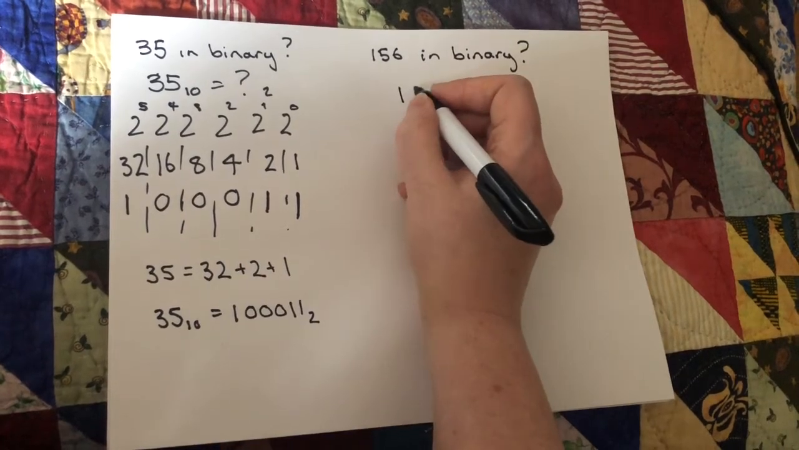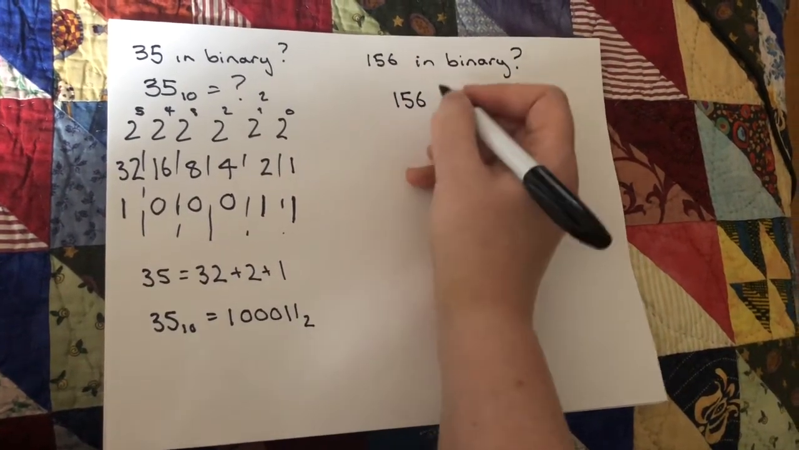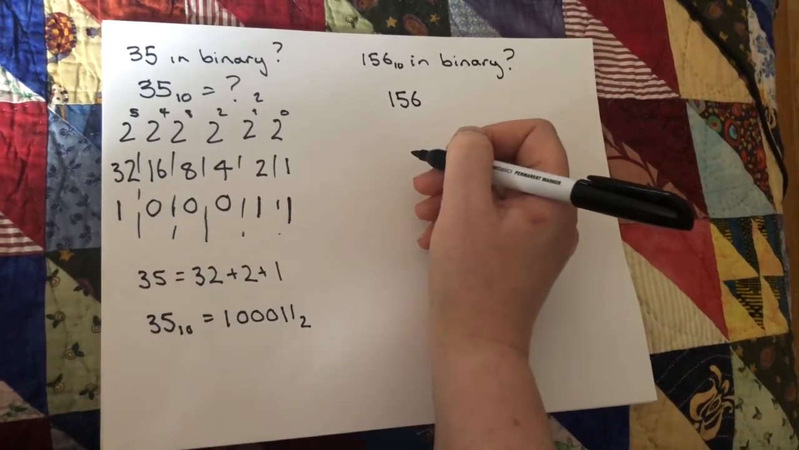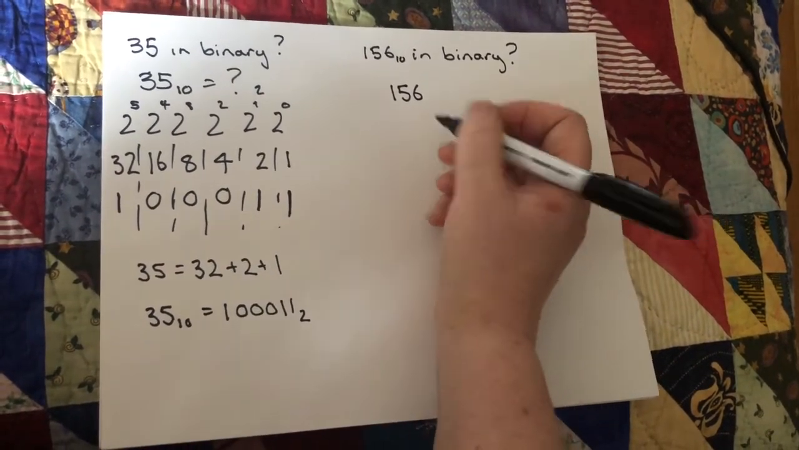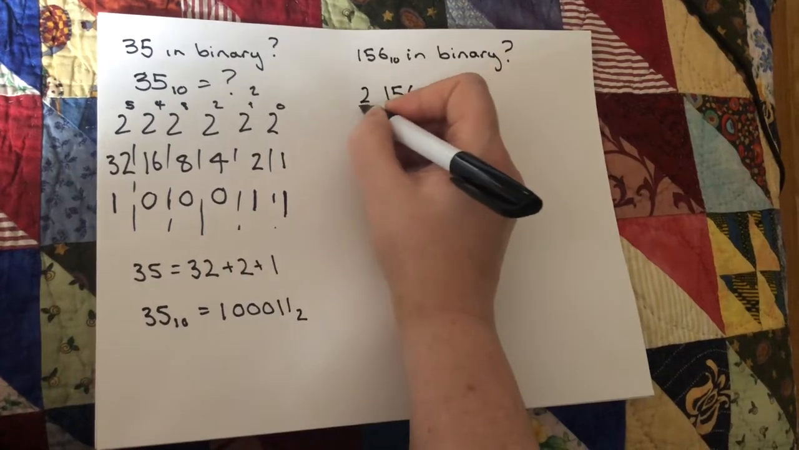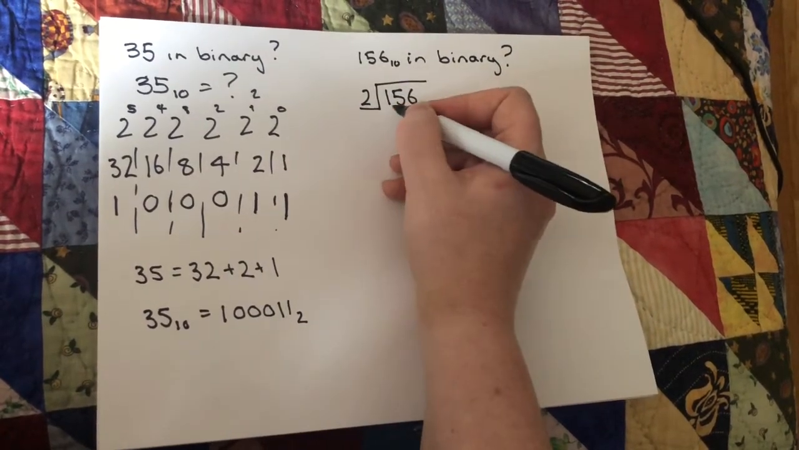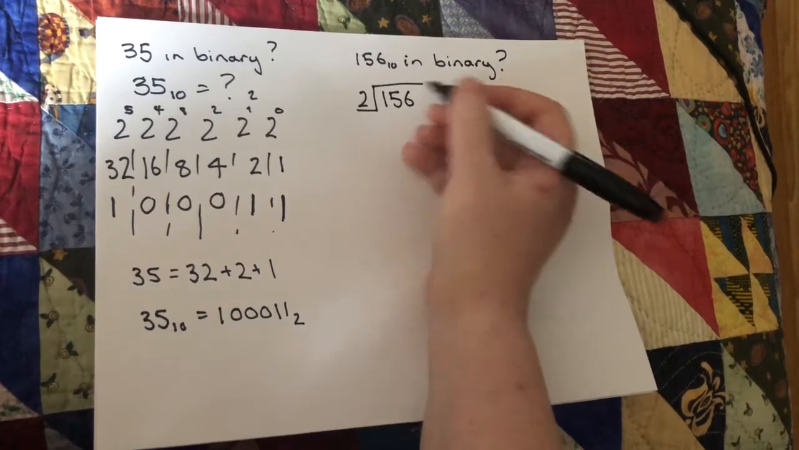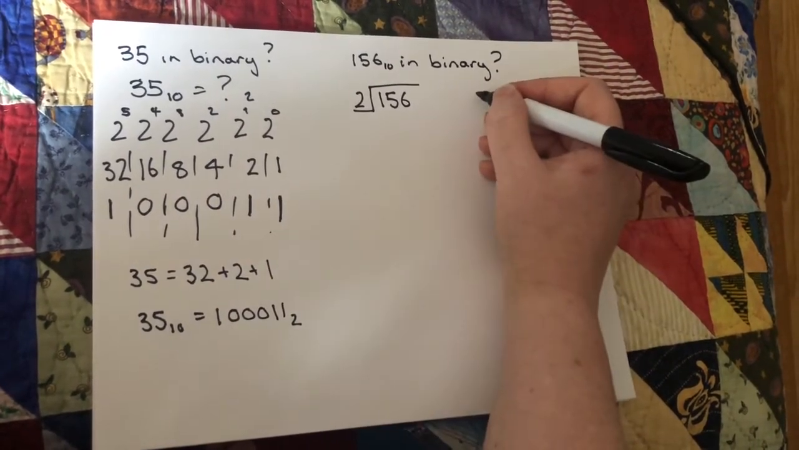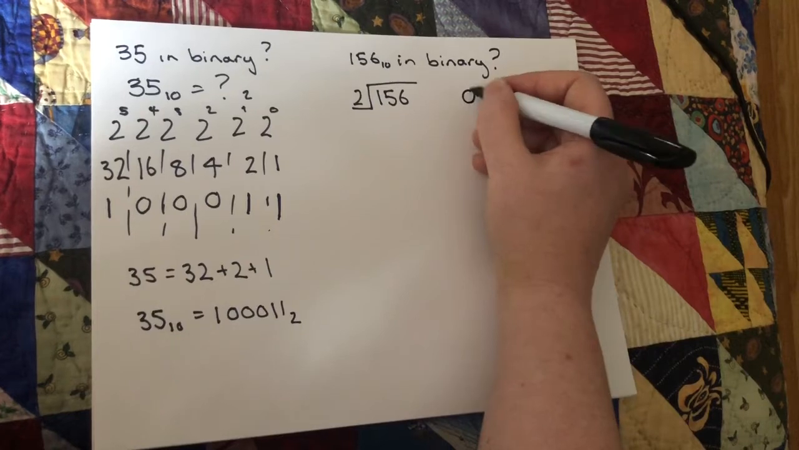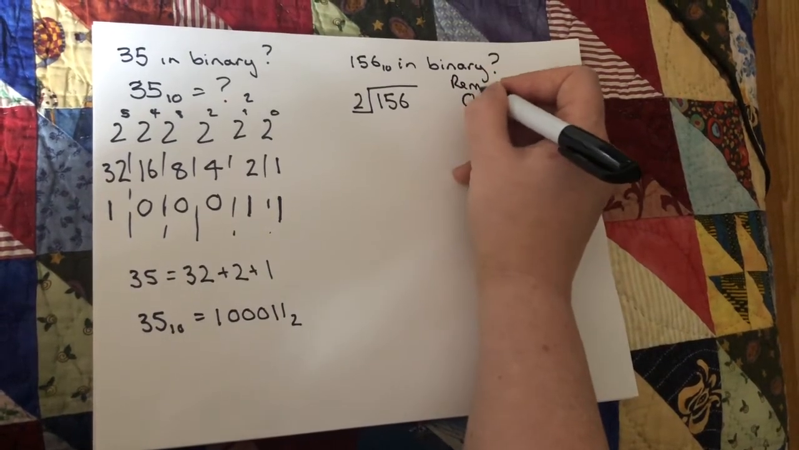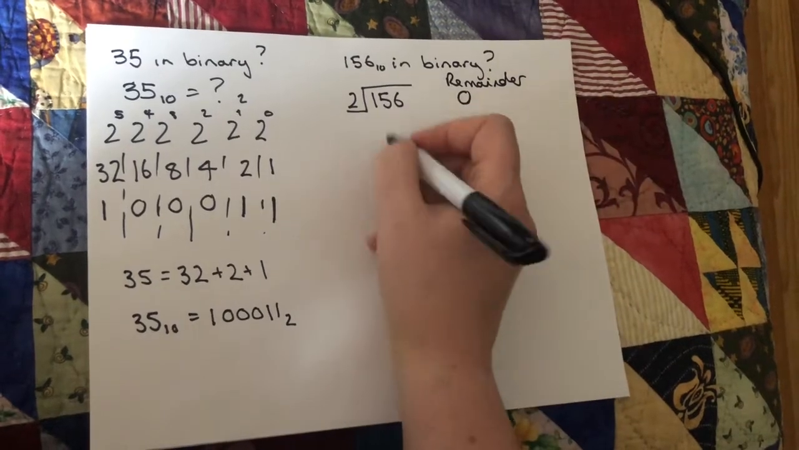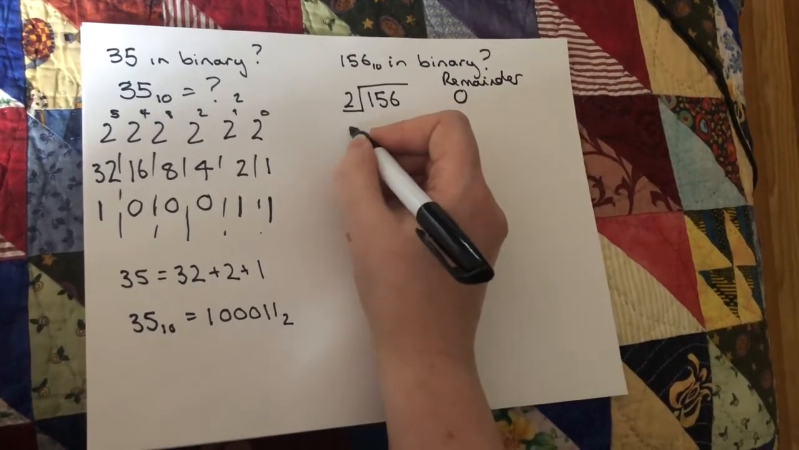So for the division method, I take my number, and I'm going to divide this number by 2, and I'm going to keep on dividing it by 2. Now, if it divides, this is an even number, it has no remainder, then I'm going to write a 0 here. So this is the remainder. And then I'm going to keep on doing that down here.